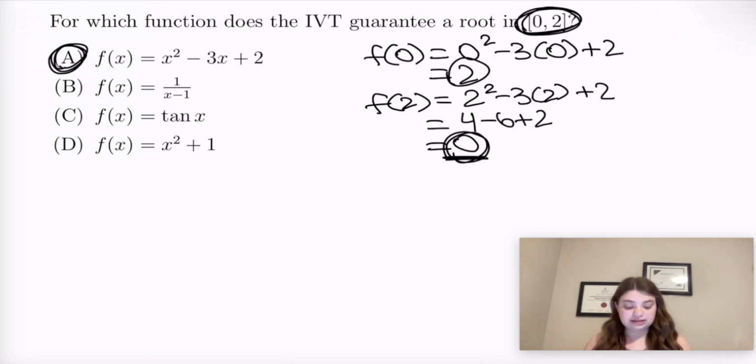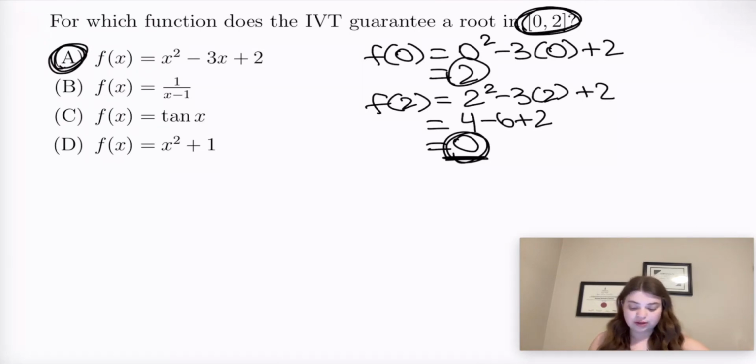Recall that this is not continuous at, let's see, where might it not be continuous? This wouldn't necessarily be continuous at like pi over 2, for example, which is in the interval. And so therefore, the intermediate value theorem can't apply since the hypotheses aren't met there.